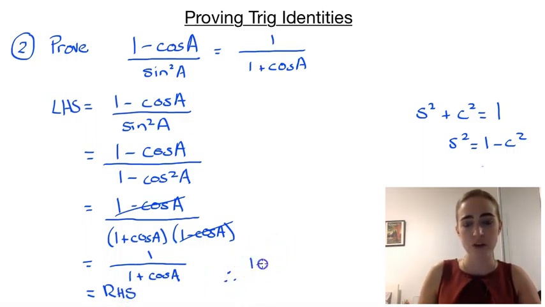So therefore 1 minus cos A over sine squared A is equal to 1 over 1 plus cos A.